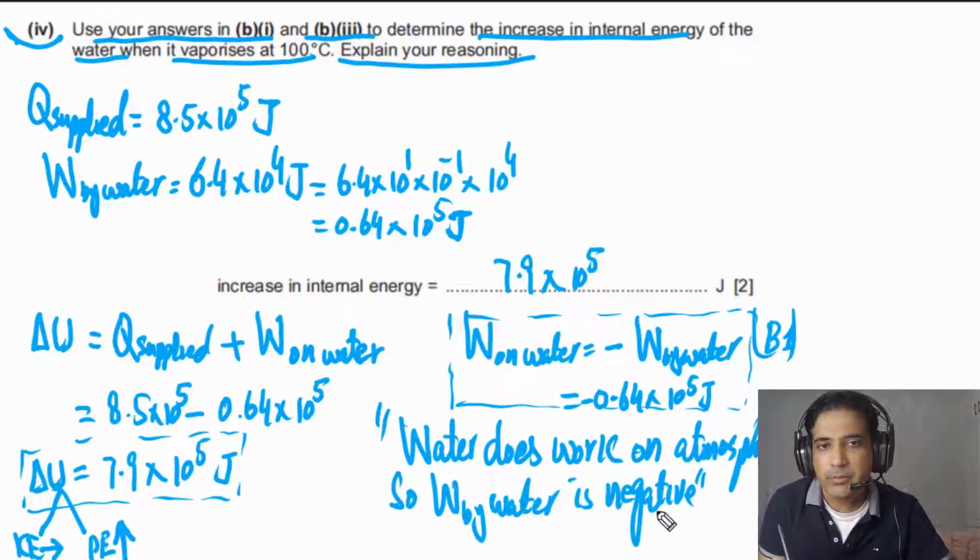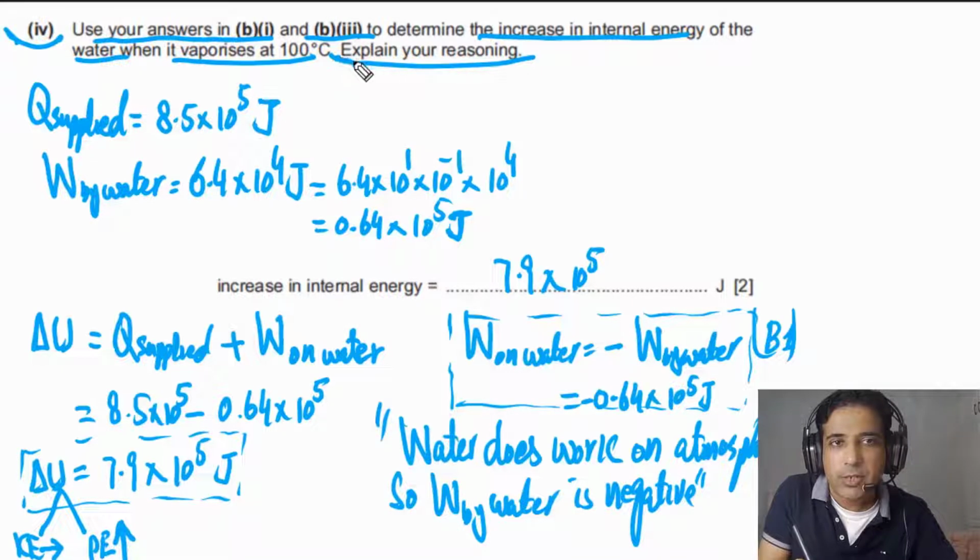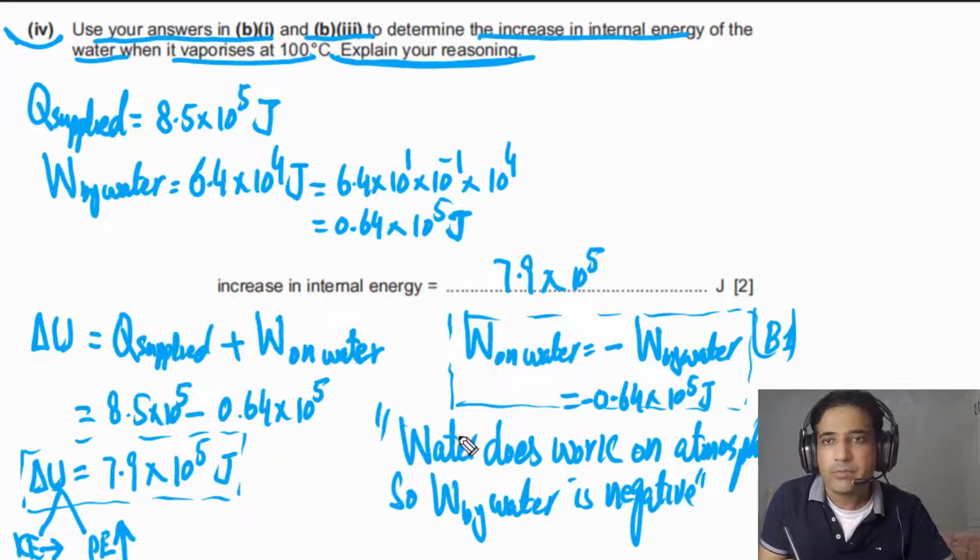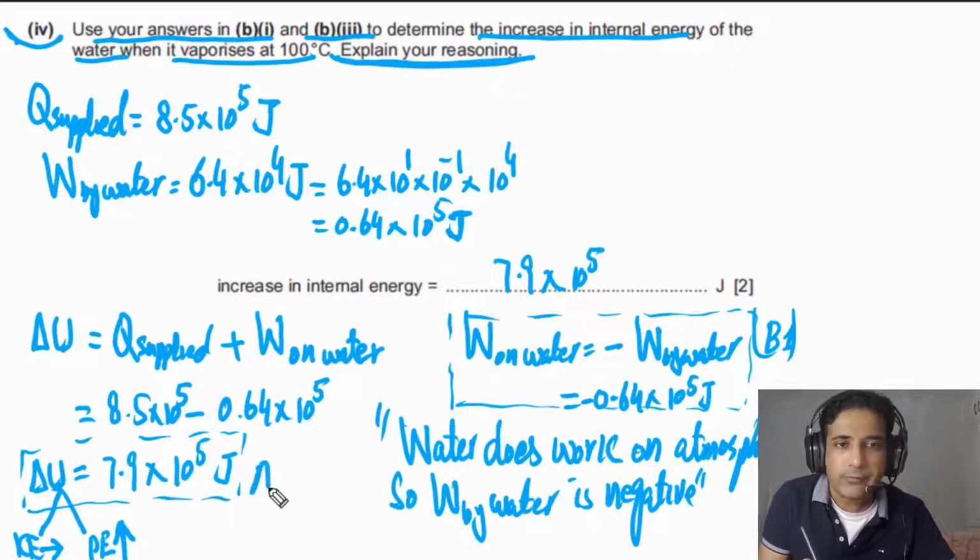So work done by water is negative, because work done on water is taken as positive. Because the question is asking you to explain your reasoning, it's better if you write down this one. And the second mark you will get if you have got the right answer.